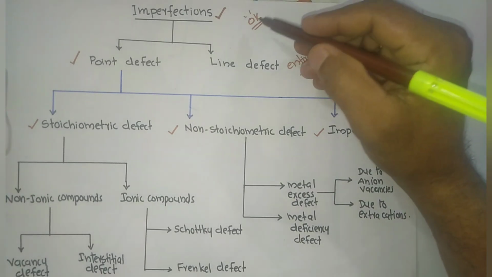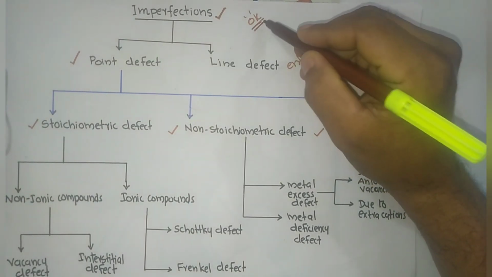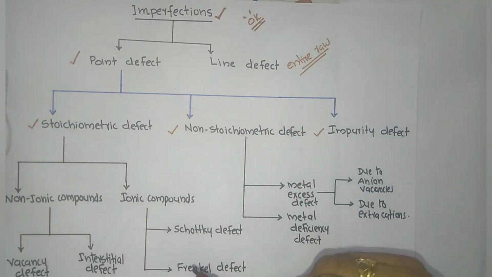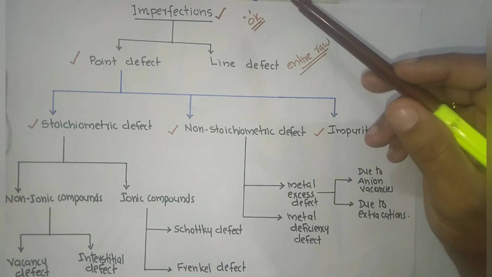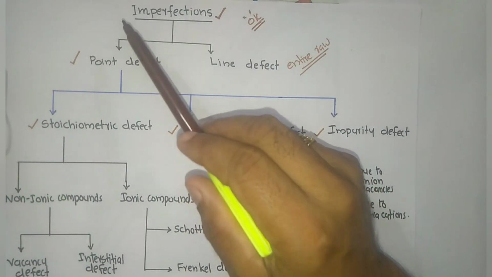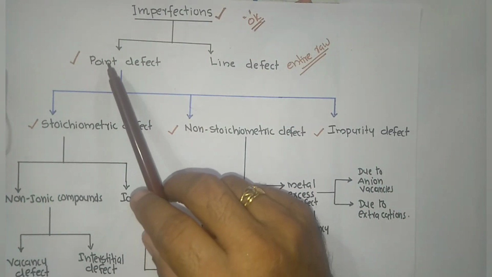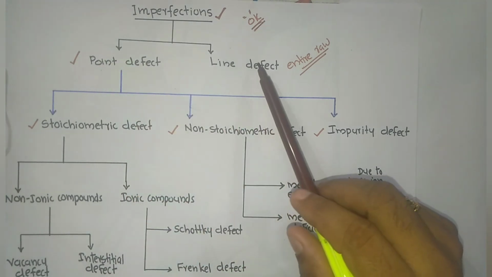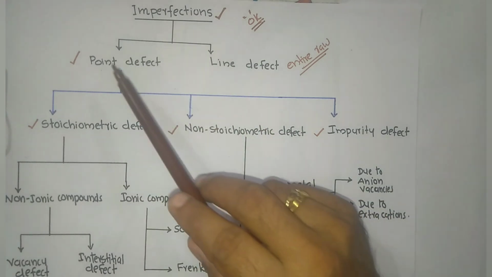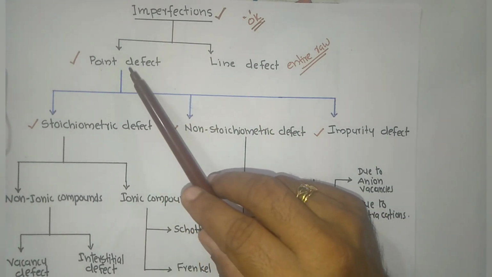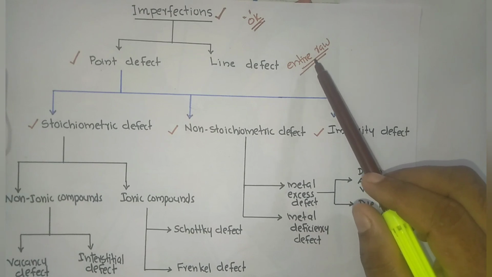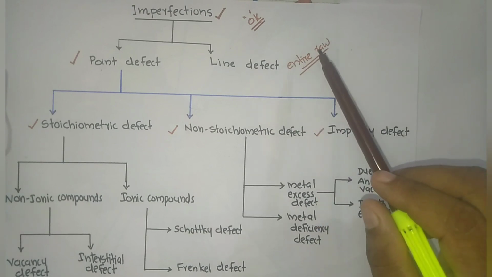The perfect periodic arrangement of particles in a crystalline solid exists at 0 Kelvin. When temperature increases, some deviations are present. This is called imperfection. Imperfections are classified into two types. First one, point defect. Second one, line defect. The imperfection around a point in a crystalline solid is called point defect, and missing of an entire row from the crystal lattice is called line defect.